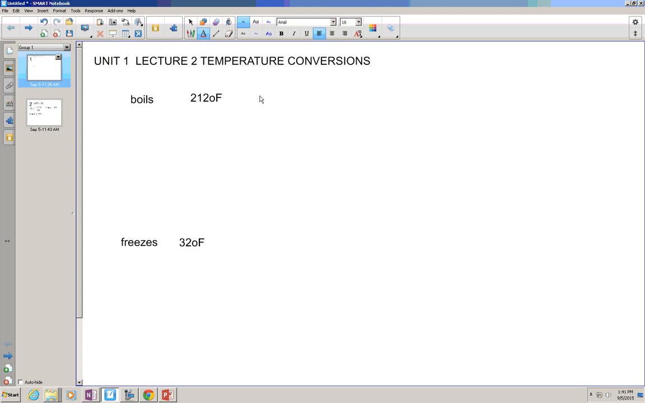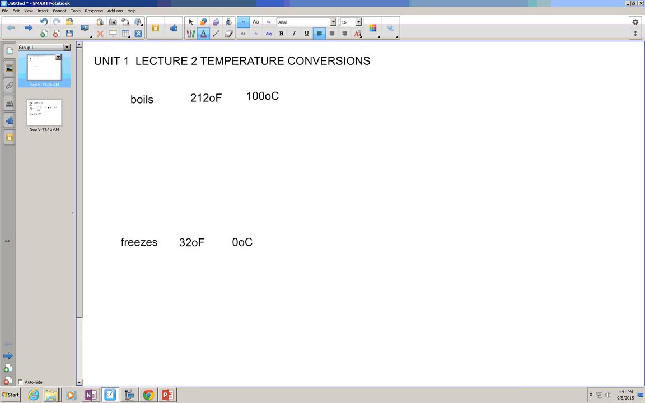And everyone knows in the Celsius temperature scale that water boils at 100 degrees Celsius and freezes at 0 degrees Celsius. Remember, this is a degree symbol. I just don't know how to do that right now on this computer.